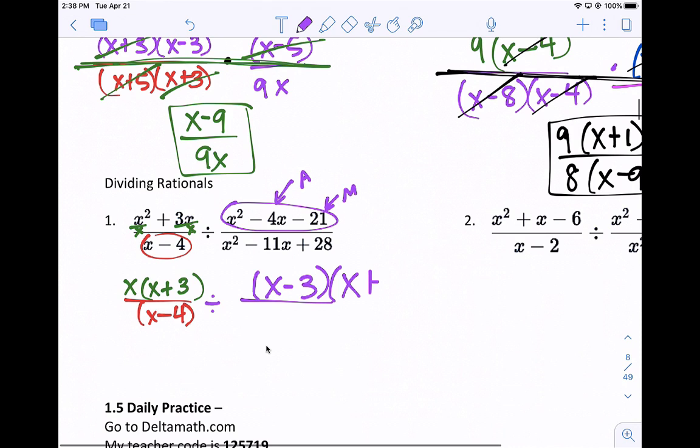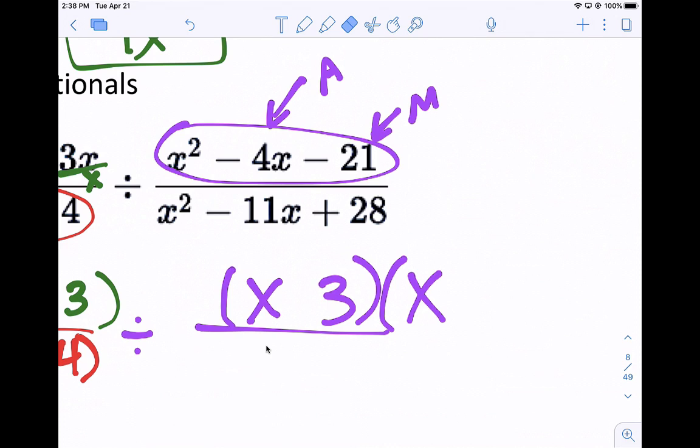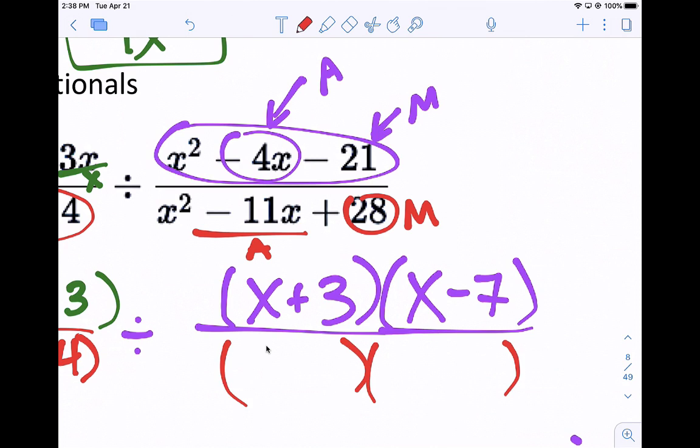Oh, but we have to change the sign, because it's negative 4. Was this one negative 4? No, it was positive 4. Okay, so this one should be a positive 3 and a negative 7. So it adds to a negative 4 and multiplies to negative 21. The bottom is what multiplies to 28 and adds to negative 11. All right, so that would be 4 and 7.